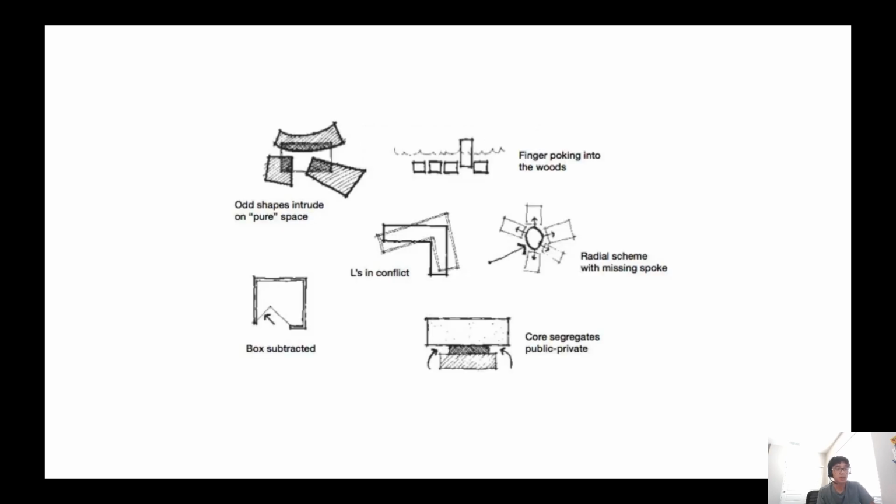This is an example of just very simple squiggles and geometry, and this person is also describing the action that's happening behind this parti. So this specific parti is a radial scheme with a missing spoke. There are rectangles revolving around a circle, but then there's one rectangle that's missing, and it'll probably be the main entry where people will enter the circle and can disperse into the spaces here.